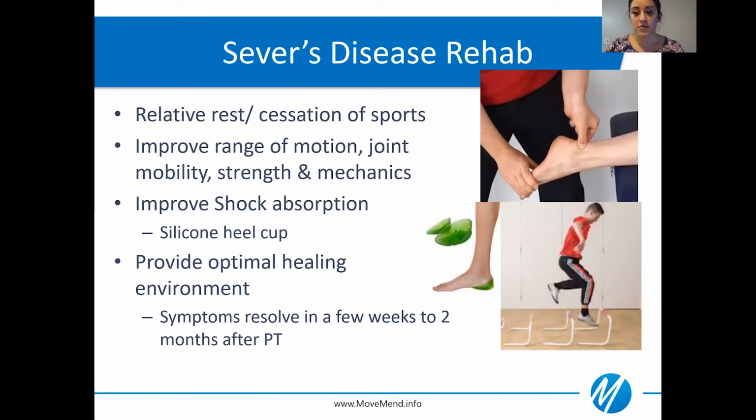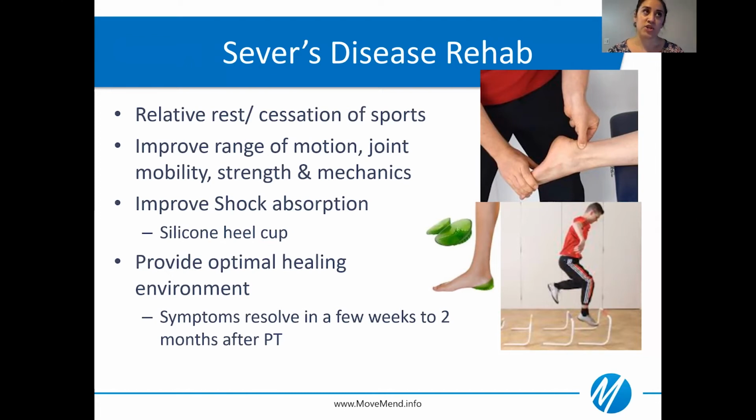So what we do for Sever's disease in rehab, some athletes might have to be advised to stop playing their sport for a couple of weeks due to the pain and to allow the irritation to calm down. We typically prioritize range of motion. We look at their joint mobility at the ankle and assess their strength through a progressive loading program, and really aim to improve their movement efficiency.